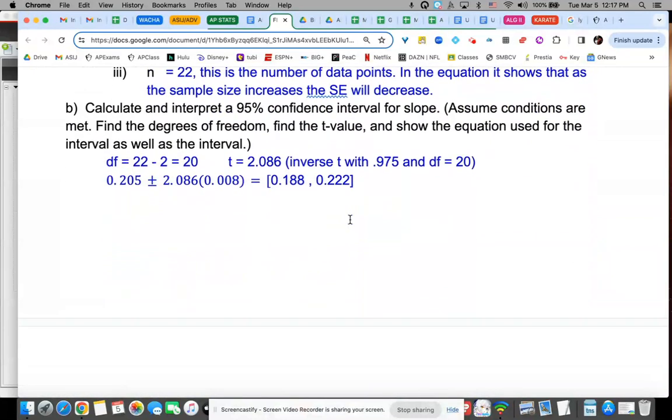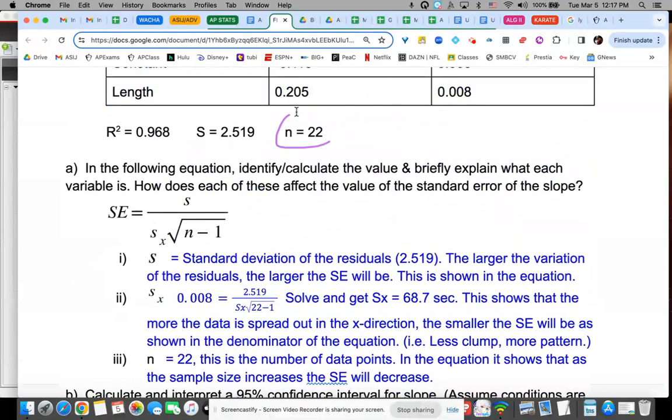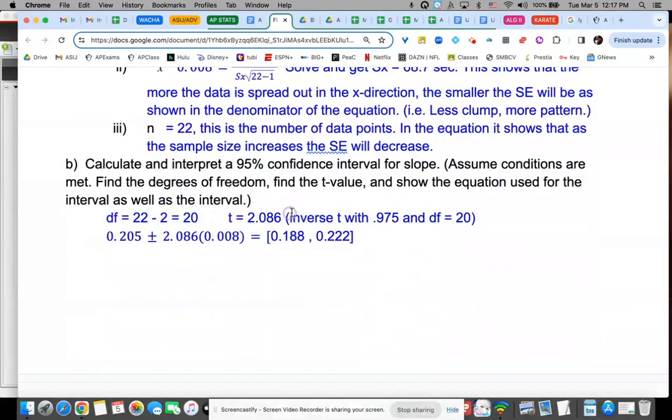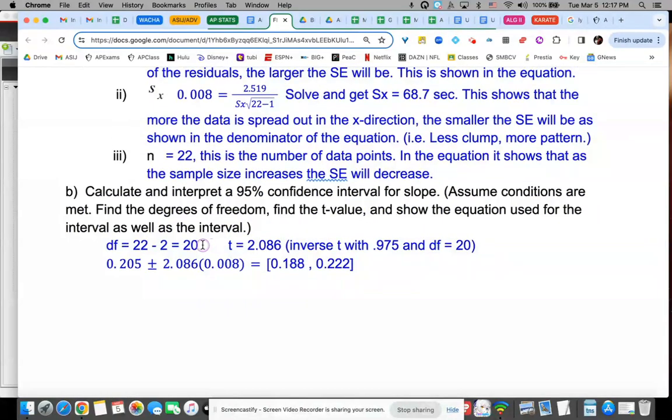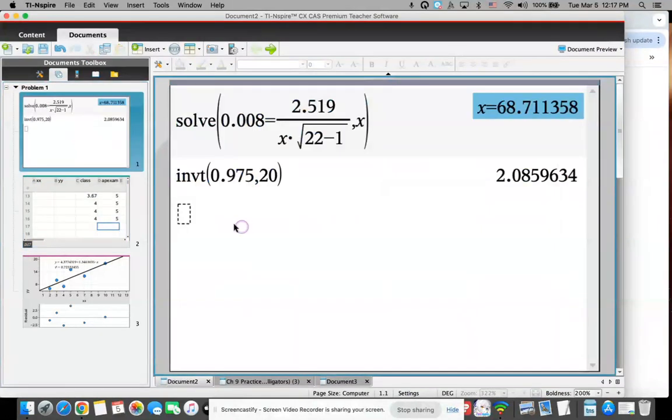Okay, part B, calculate a 95% confidence interval for the slope. So the degrees of freedom is 2 less than the n. In this case, it's 20 because we started out with 22 data points. They told us that, right? Up here, n is 22. The t value I have to get on my calculator. So all you need to do is get the degrees of freedom, and then you can go do it. So you'll see here I used inverse t, and we want 95% confidence, so I use 0.975.